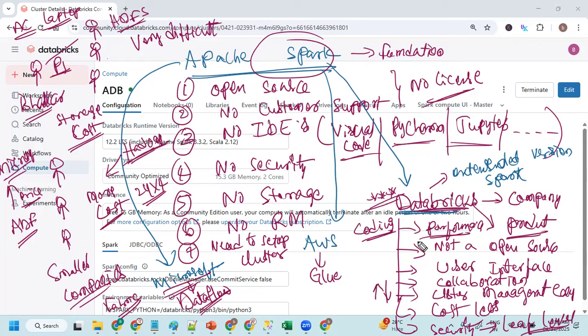Is anyone working with Databricks? Does anyone have an environment with Databricks?